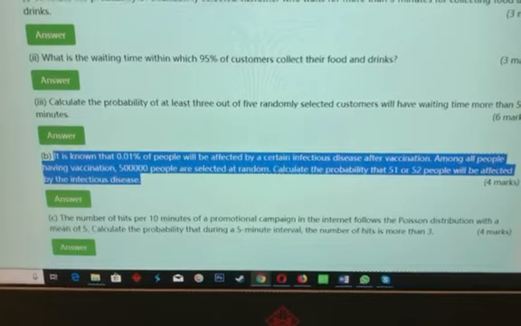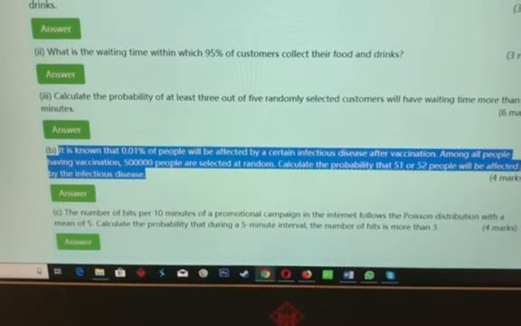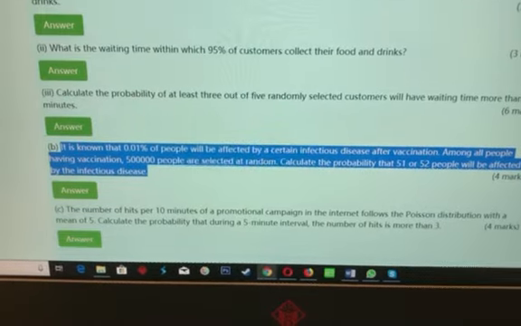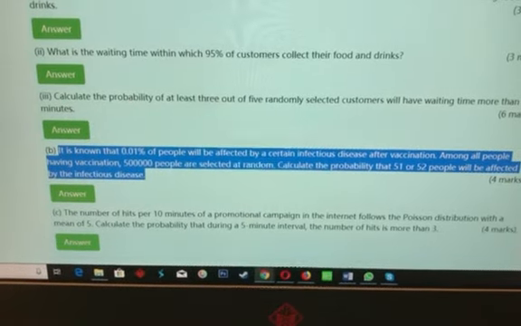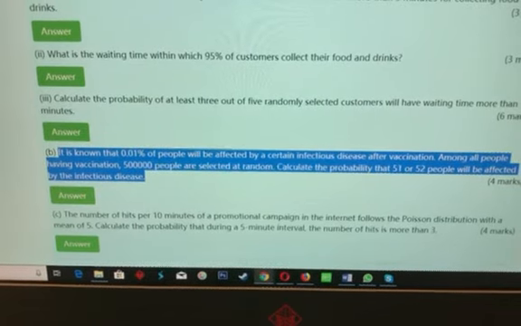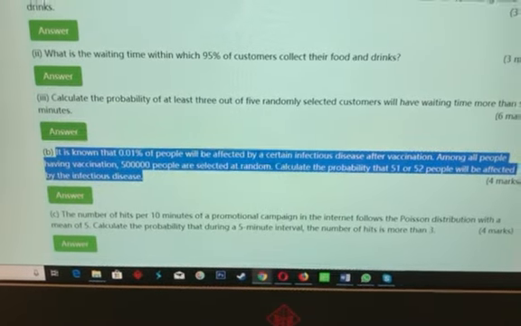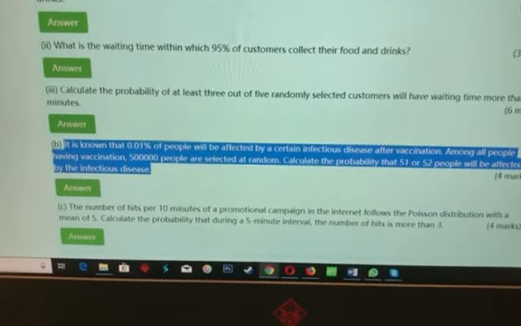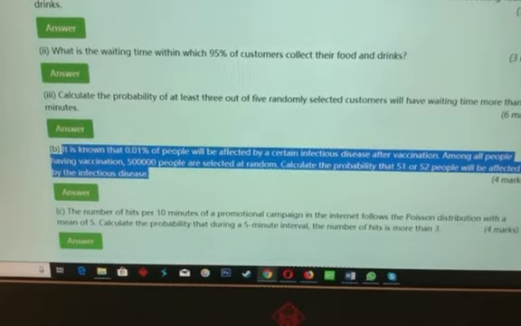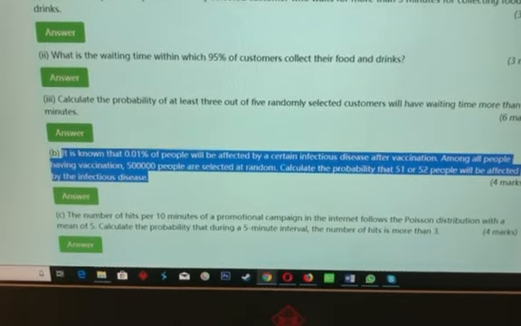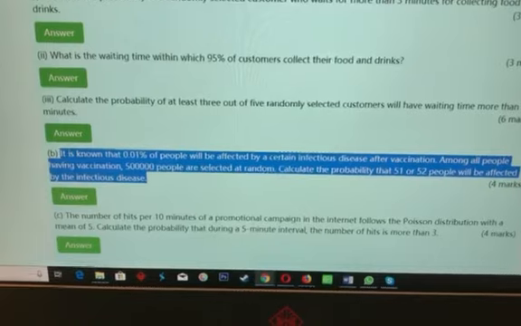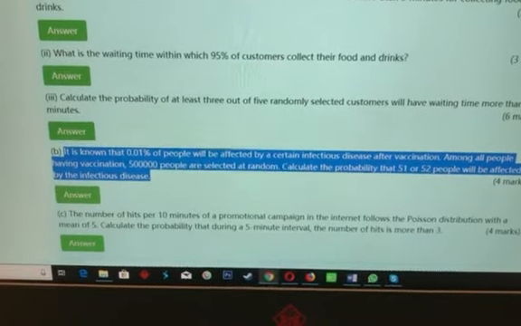Next I will focus on question 3b. So let's first look at the question. It is known that 0.01% of people will be affected by a certain infectious disease after vaccination. Among all people having vaccination, 500,000 people are selected at random. Calculate the probability that 51 or 52 people will be affected by the infectious disease.